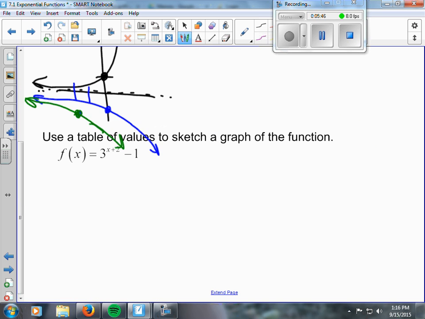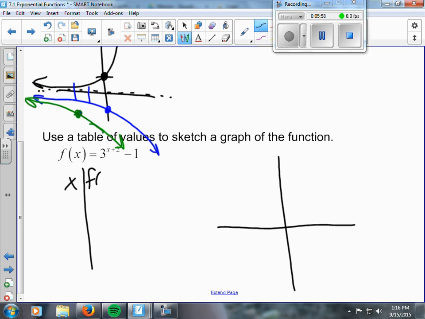And sometimes it's better to sketch the graph without doing transformations. And so I'm going to sketch the graph over here, and I'm going to come up with a table of values over here. Either way is fine. So we want to do x equals 0. When x is 0, y is going to be 3 to the 2 minus 1. That's 8. So I have (0, 8).